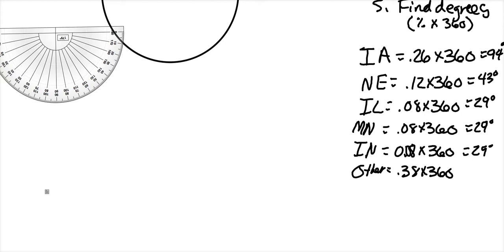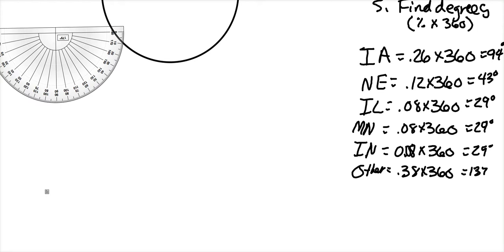So 29 degrees, 29 degrees, 29 degrees. And let's count up how much we got so far so we can see if we need to change one of those. So 94 plus 43 plus 29 plus 29 plus 29. I've got 224, so let's come back to that in a minute. So 0.38 times 360 is 136, so we're down to 137. What did I say the last one was? 234? 224. Okay, so 224 plus 137 is 361.